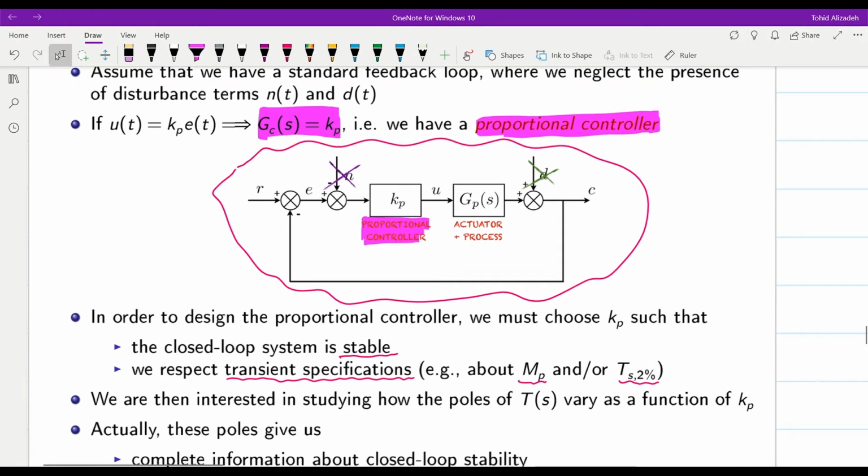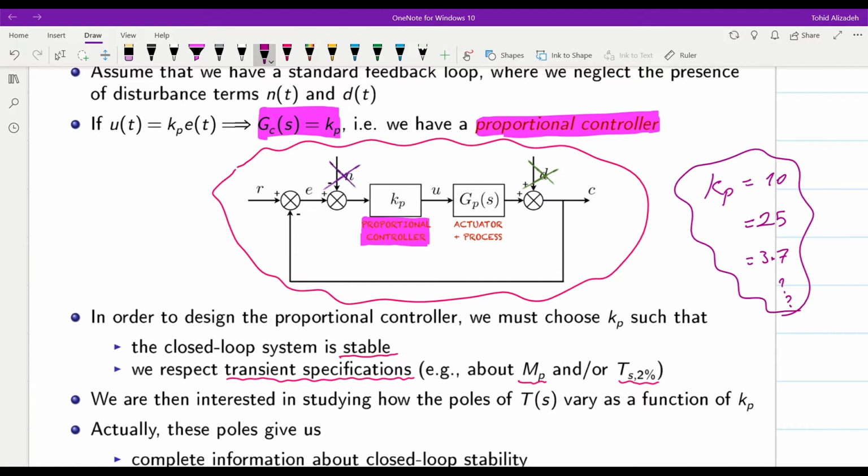When we decide to use the proportional controller, we need to determine a proper value for Kp. Should Kp be equal to 10 or 25 or 3.7 or whatever value? We need to find out the proper value for Kp, which gives us the proper behavior in terms of the stability and transient specifications.